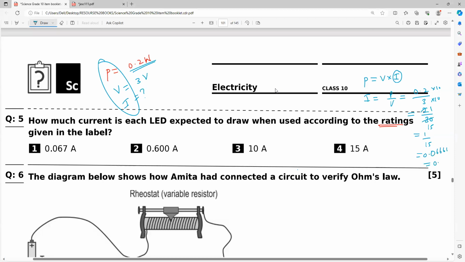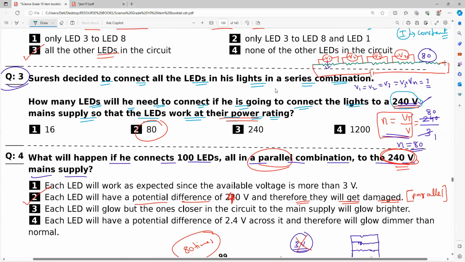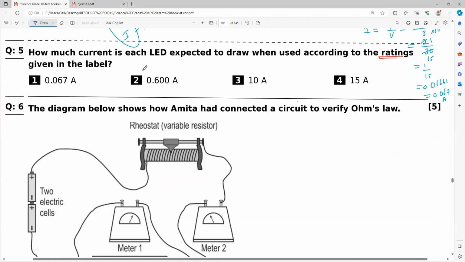0.066666 will come. 0.067 amperes. What is the answer? 0.067 amperes, option 1. Any doubt, anybody can ask. Do it, everybody. If you know the formulas, electricity is always very familiar. If you don't know the formulas, electricity is a big torture for us. So please go through that and make it. Make it quick.